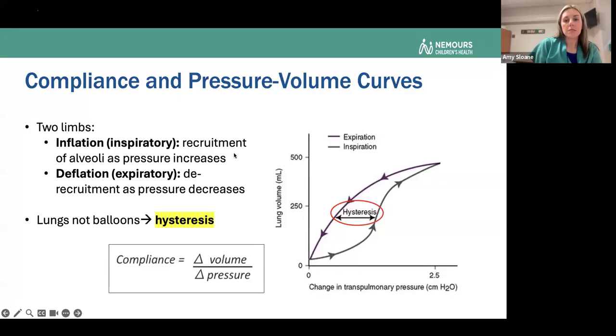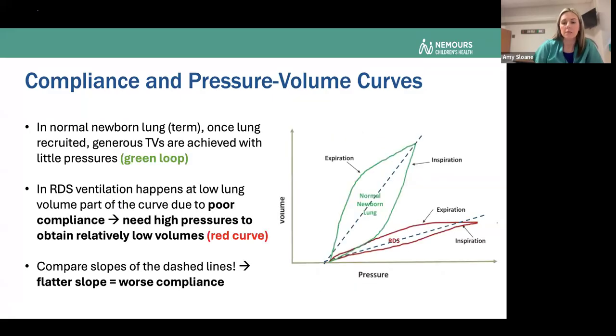In contrast, in RDS and in surfactant deficiency, the lung is much stiffer. That slope is lower, more horizontal. Ventilation occurs on the lower, flatter portion of the curve, so it takes much more pressure to generate a relatively small volume. So a large change in X is required to achieve a small change in Y, and that's the red curve. If you compare the slopes of these dashed lines, this becomes pretty clear, because the flatter the slope, the worse the compliance, and the more pressure required to achieve good ventilation.